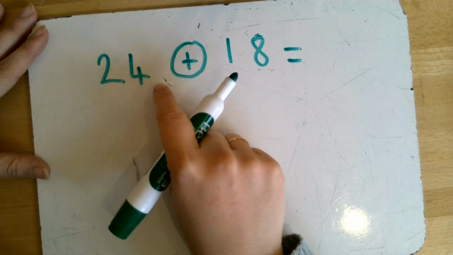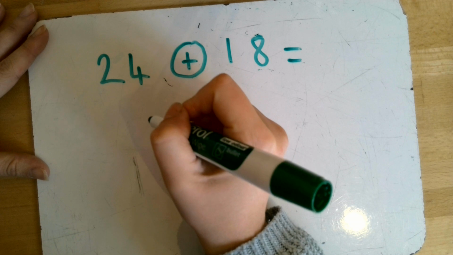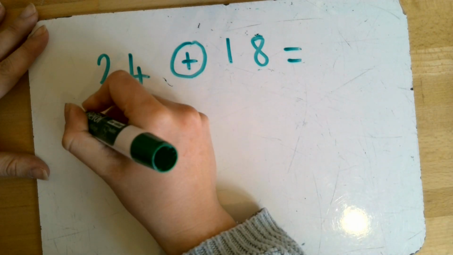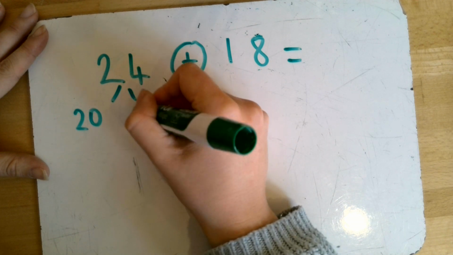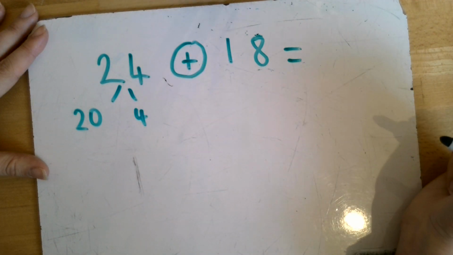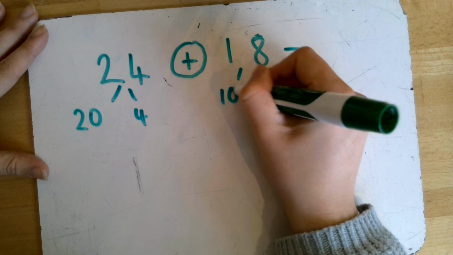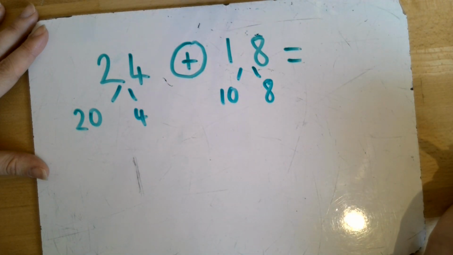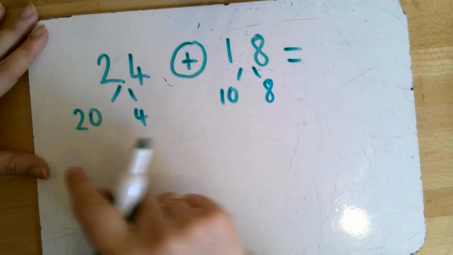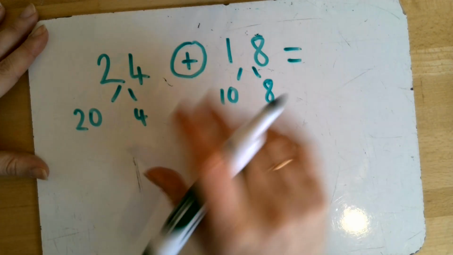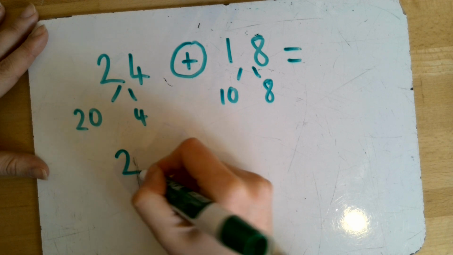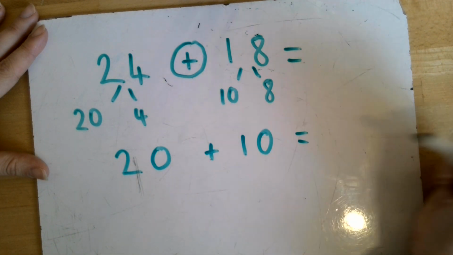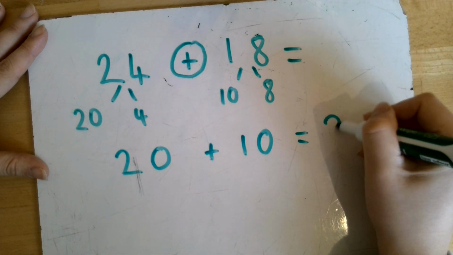So I know that in 24 I have 2 tens and 4 ones, and a way that I could partition this number is by splitting it into 20 and 4. I know that 18 has 1 ten, 10, and 8 ones. The first thing that I am going to do is add the tens, and the tens in this equation is 20 add 10, which I know is 30.